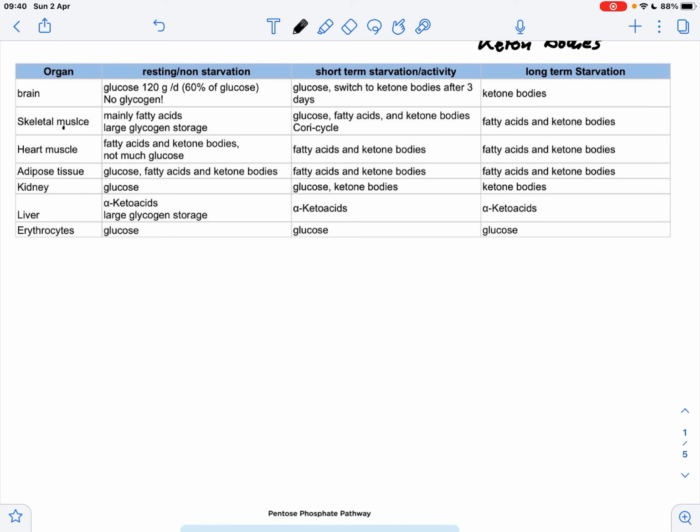And of course it comes from the liver. The liver is in a way the glucostat. So the liver is the glucostat. That means it keeps the glucose levels in the blood constant.